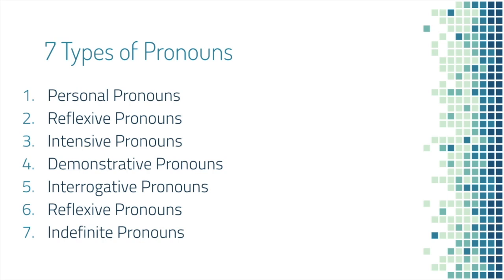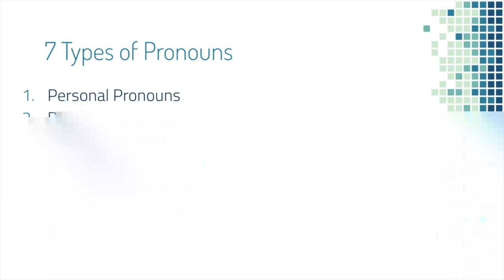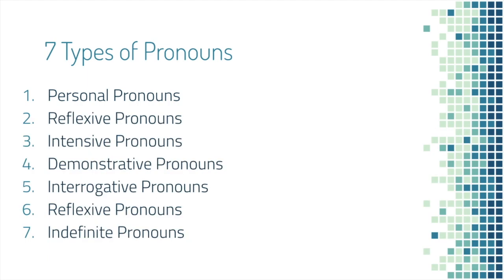So, there are 7 types of pronouns that we need to know. They are personal, reflexive, intensive, demonstrative, interrogative, reflexive, and indefinite. Okay? The big ones for especially pronoun antecedent agreement are personal and indefinite. But we need to know all of them. They are all good to know because we will be using them throughout the year.